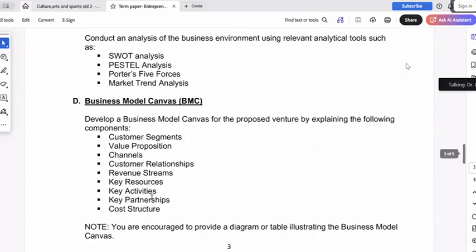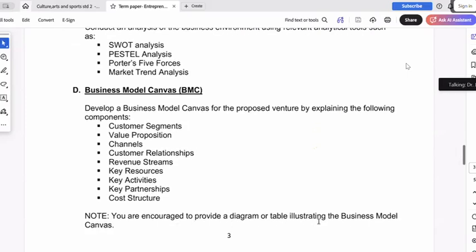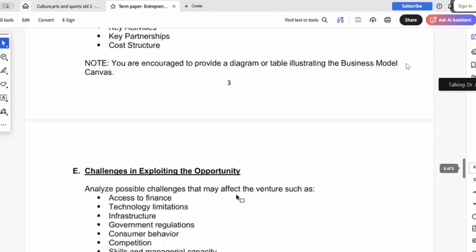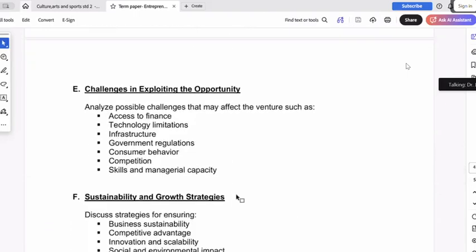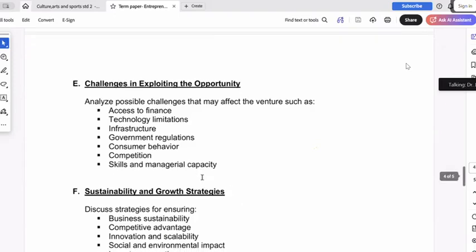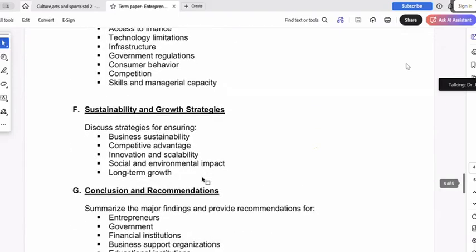So yes, you are much more encouraged to provide a diagram or a table illustrating the business model canvas. And in part D, you also need to cover the challenges in exploiting those opportunities. You need to analyze the possible challenges that may affect the venture, such as access to finance, technology limitations, infrastructure, government regulations, consumer behavior, competition, skills, and managerial capabilities.